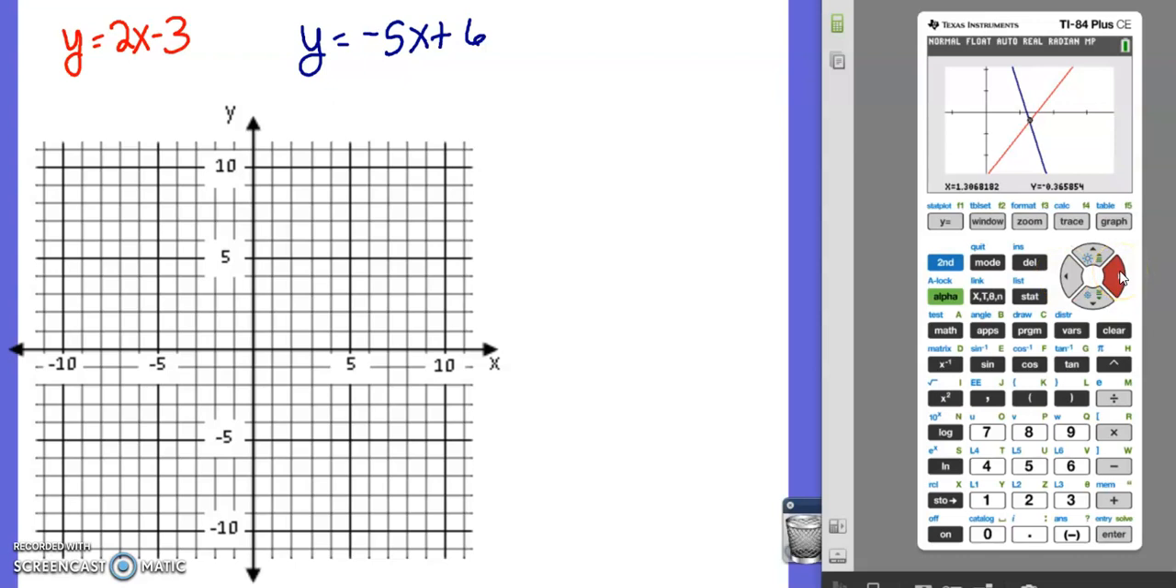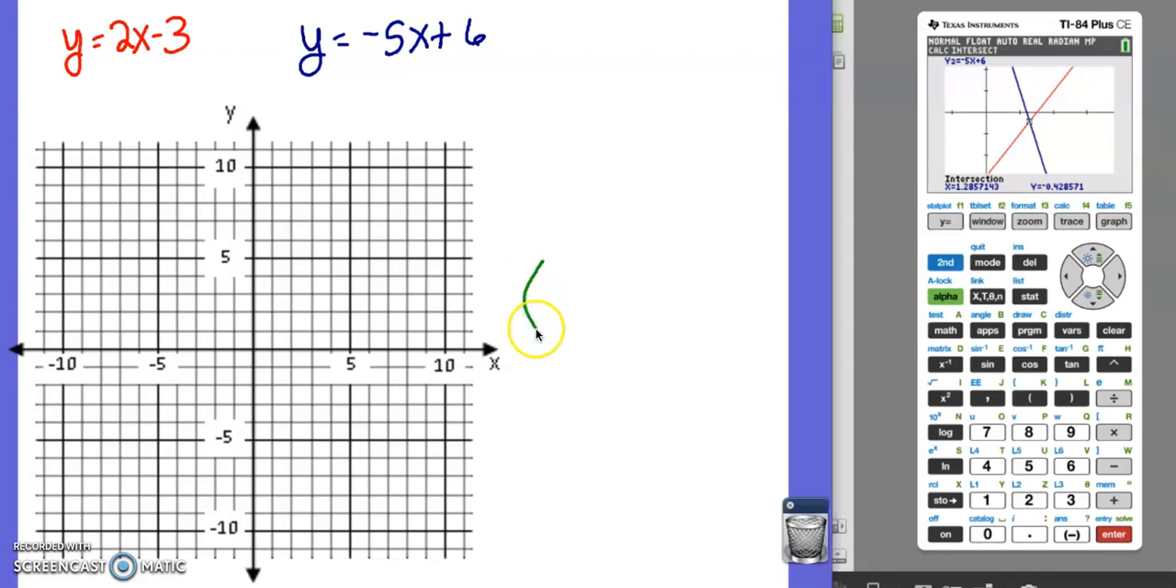But the way to actually do this, again, I showed you on the first illustration. On your calculator, push second trace, and find the point of intersection, which is choice 5. Then move the cursor to the point of intersection, which is right there, and hit enter 3 times. Make sure you hit enter 3 times: enter, enter, enter. And then it tells you the point of intersection.